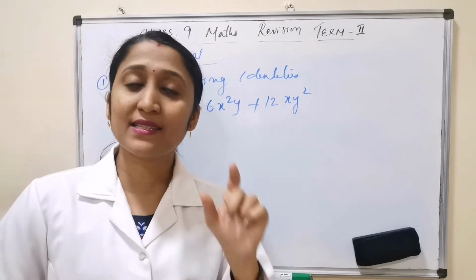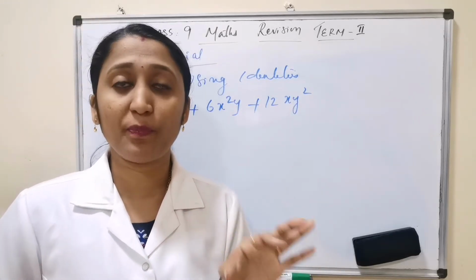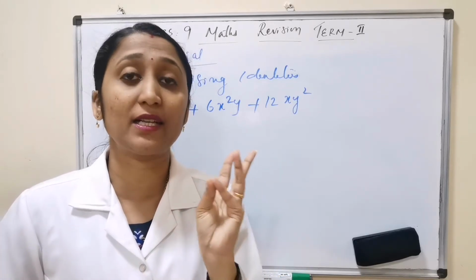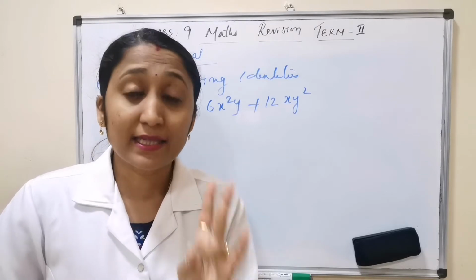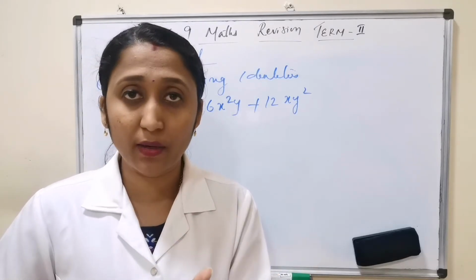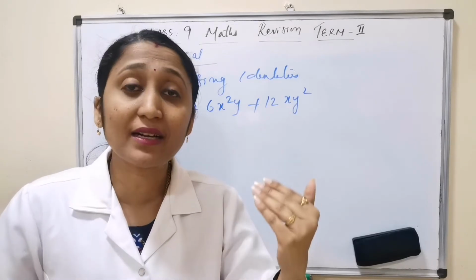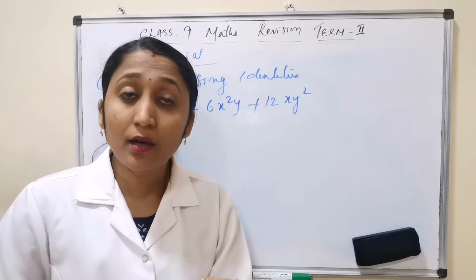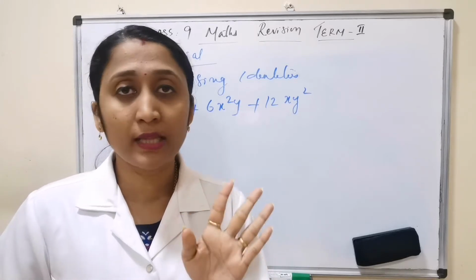We already discussed the factors of the cubic polynomial. In that cubic polynomial, only one variable is there, like x cube plus 3x square plus 5x plus 8. Whatever it may be, only one variable. That factorization method is first trial and error, then second long division, and the third one splitting the middle term.